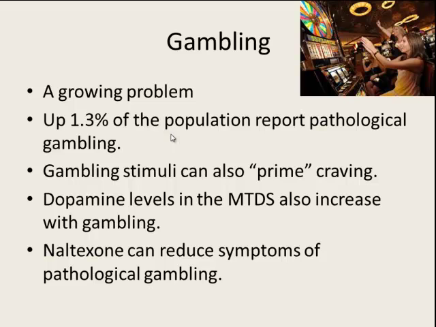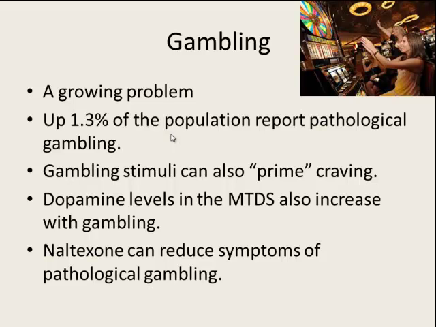And then gambling. These are the same processes. I'm not sure if I want to differentiate between cocaine addiction and gambling addiction. We know that the same processes are involved. And about 1% of the population have a pathological gambling problem. We have casinos all around here. People spend a great deal of time doing that. Gambling stimuli can prime the craving. Dopamine levels increase. We also know, this is weird, that naloxone can also reduce the symptoms of pathological gambling.